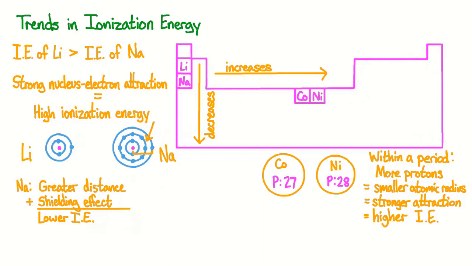A stronger attraction between the nucleus and electron means it will take more energy to remove that electron, so the element has a higher ionization energy. In this case, nickel will have a higher ionization energy than cobalt, and most elements will have a higher ionization energy than elements to their left on the periodic table. However, as we mentioned before, there are a few exceptions to this pattern.